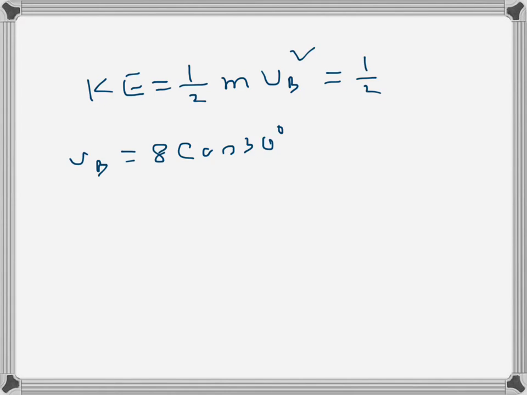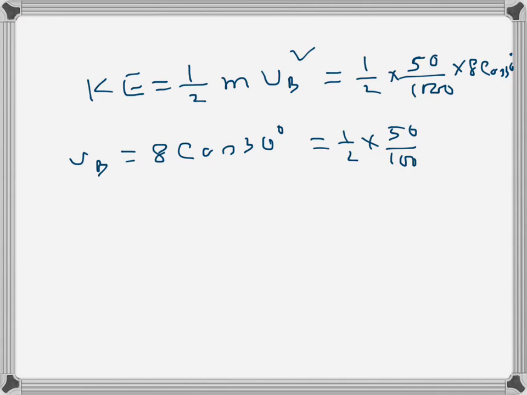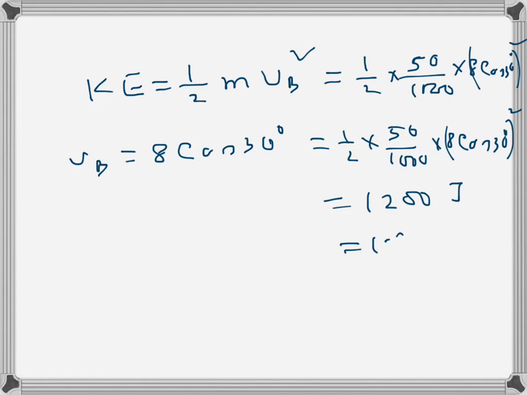So this becomes half into 50 over 1000, because the mass is in grams, into 8 cosine of 30 degrees, whole squared, of course, because it is mv squared. Once I calculate this, I get 1200 joules or 1.2 kilojoules. So that's the kinetic energy at the top.